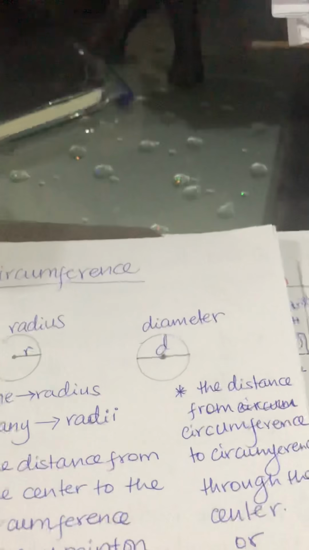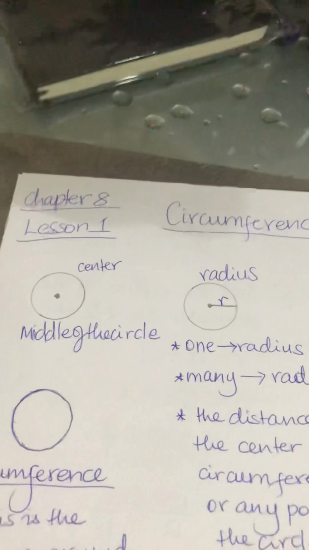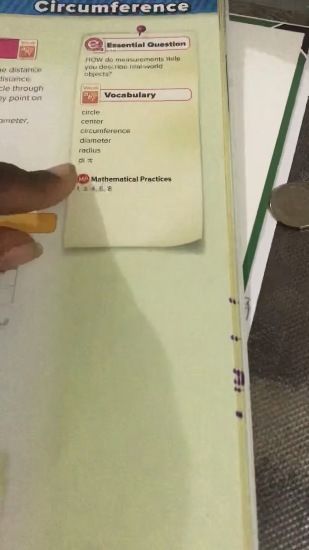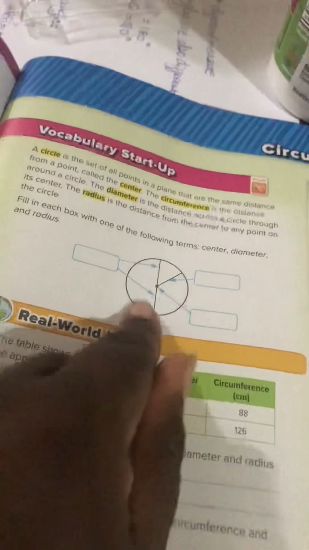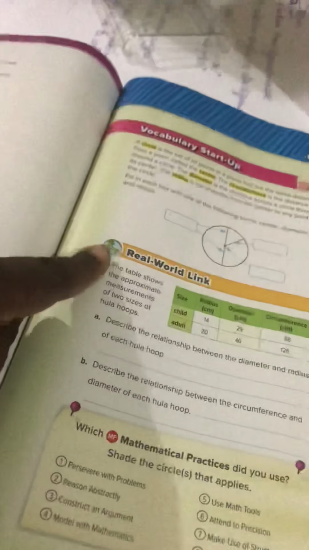Okay, grade 7. Today we are going to talk about chapter 8, lesson 1, the lesson on circumference. This is page 613 of your book. See these vocabulary words? You need to know all of them to be successful, and these definitions over here. Please fill this out. We will check it tomorrow. And answer these questions also.